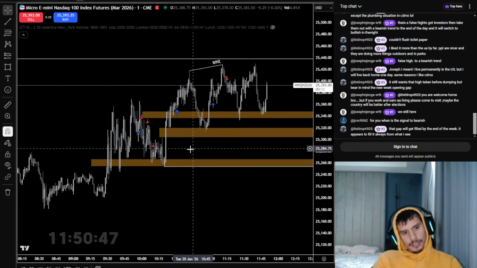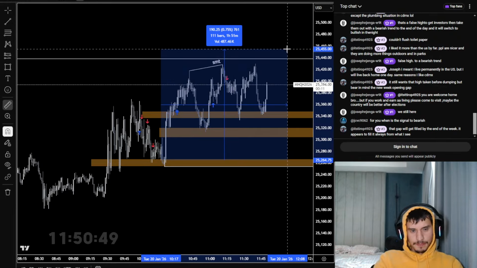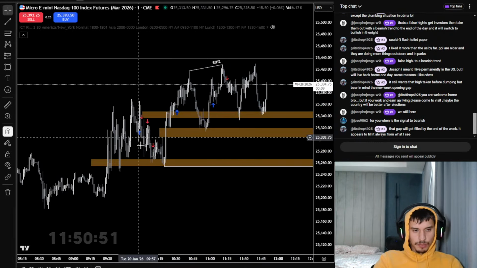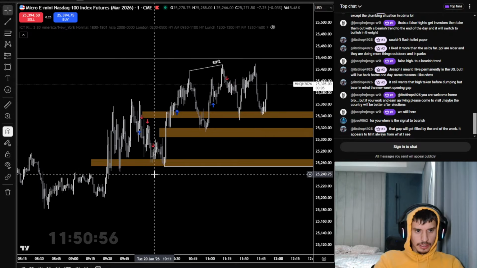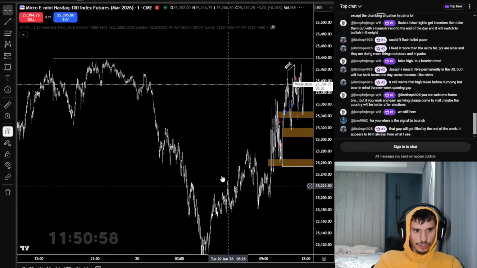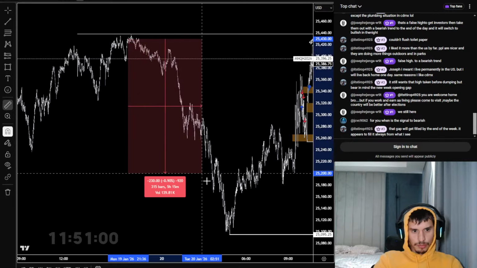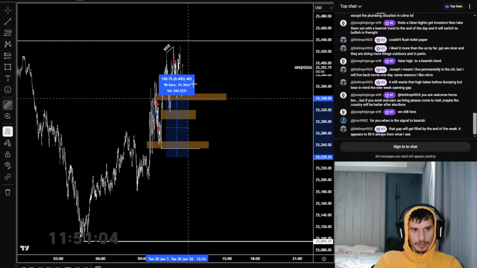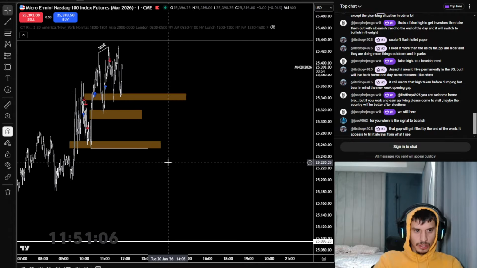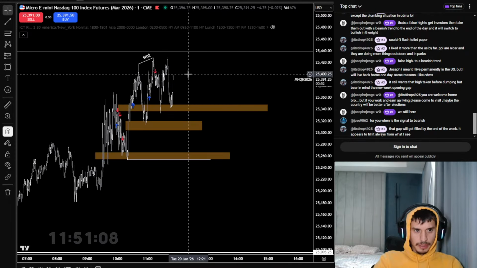But I'm still thinking this whole AM is manipulation. Not really the sharpest move to the top. We opened here to the left. What type of distribution do you want to see? You want to see this type of distribution, either bullish or bearish, not this choppiness to the top. So I'm still thinking this is manipulation.